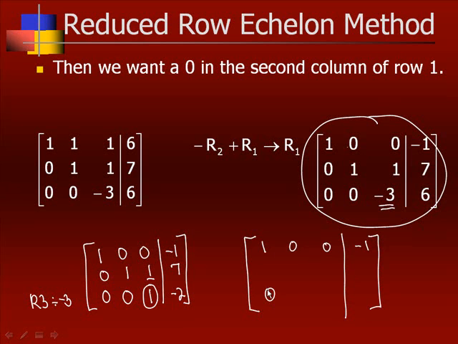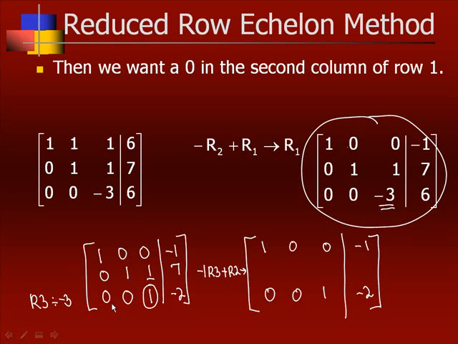The third row is actually good: 0, 0, 1, negative 2. So what we're going to do is use the 1 that we found in row 3 to change the 1 in row 2. We're going to do negative 1 times row 3 plus row 2 to give us a new row 2. Remember, you always add back onto the row that you want to change.